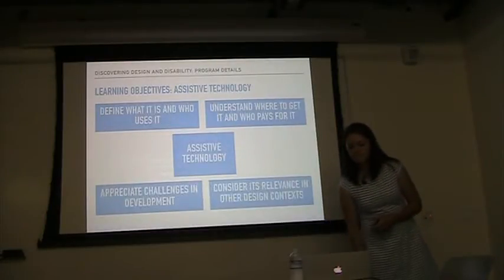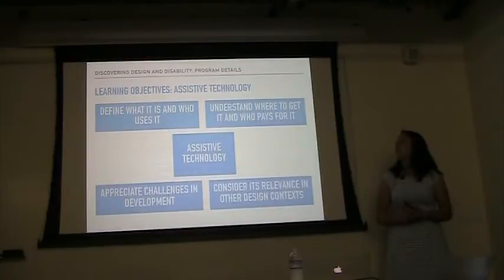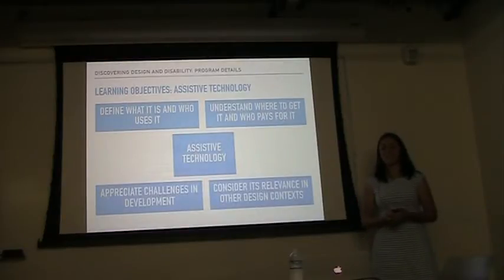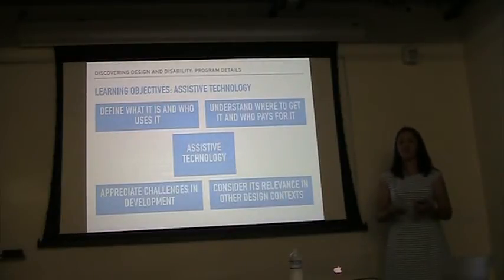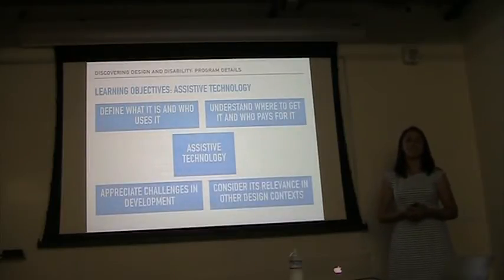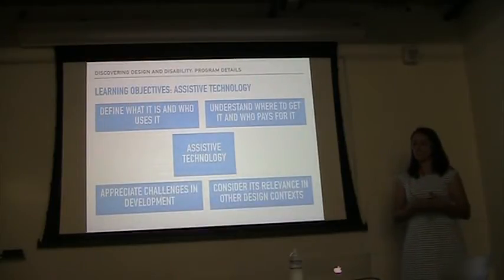The third category is assistive technology. And this term is kind of a general term that can be kind of confusing, and most people only think of maybe one or two things, prosthetics and wheelchairs, when they think about assistive technology. But I want students to understand what it is and who uses it, whose needs does it meet, and then also understand where you can get it and who pays for it, because assistive technology isn't always a medical device, so sometimes the person with the disability is the one who pays for it, and I think it's important for high school students to understand the market of assistive technology.